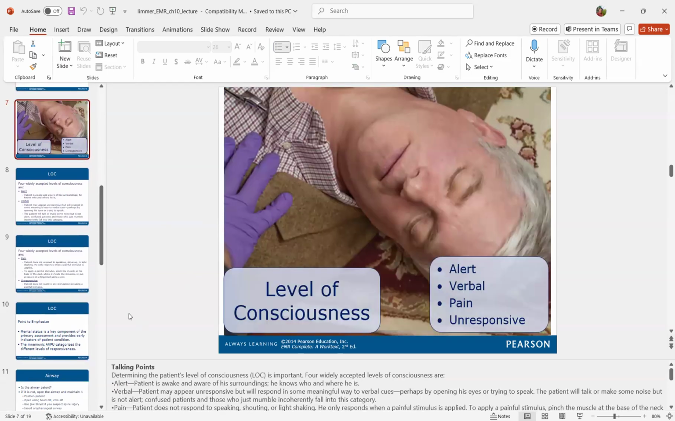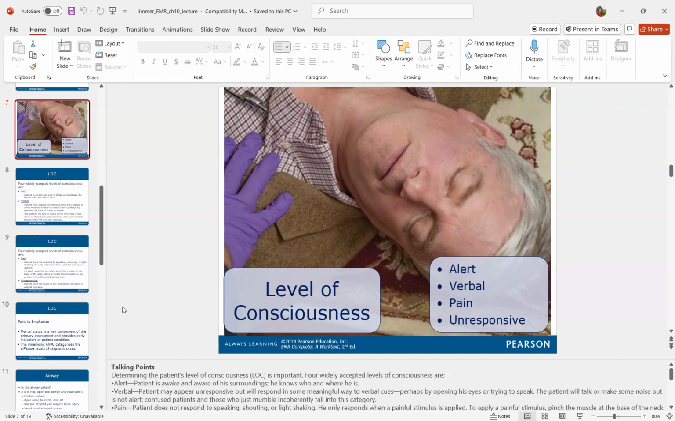AVPU. So this is determining level of responsiveness or level of consciousness, our LOC. The four widely accepted levels of this are what we call AVPU. So we have alert. Patient's awake, they're aware of their surroundings, they know where they're at, they know who they are. So we go with alert and oriented times 4: person, place, time, event. They know what's going on.